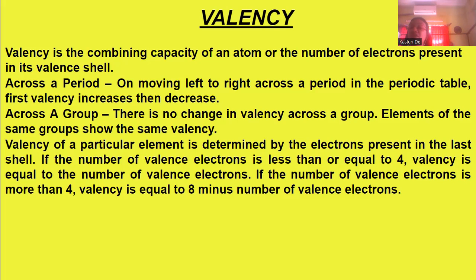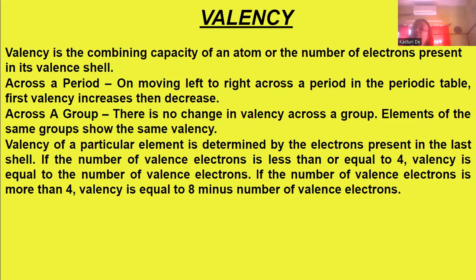Now, the valency of a particular element is determined by the electrons which are present in the last shell, that is in the valence shell. The number of electrons present in the valence shell determines the valency of that particular element. If the number of valence electrons is less than or equal to 4, then the valency will be equal to the number of valence electrons.